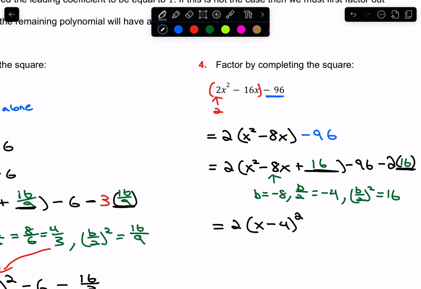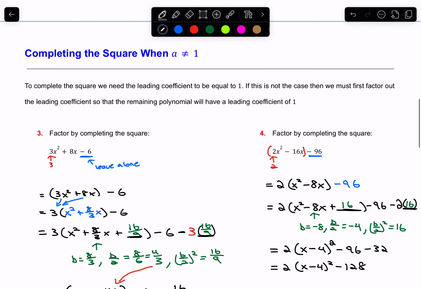We square it. And then in the back, we still have -96 minus, and 2 times 16 is 32. So I now need to just combine those terms in the back, and then we'll be done with this one. So 2 parentheses x minus 4 squared, -96 minus 32 is -128. And that is now a factored version of the equation at the top, or the expression, I should say, at the top.